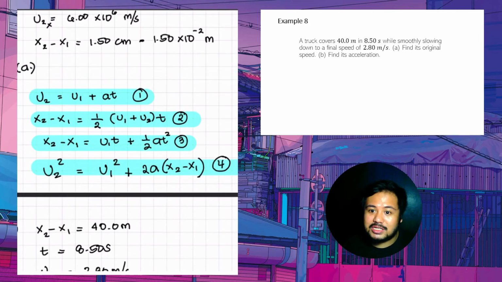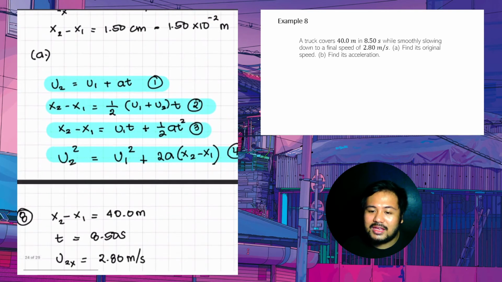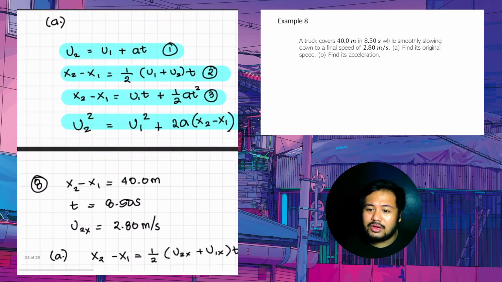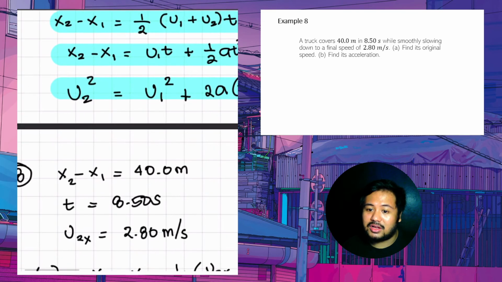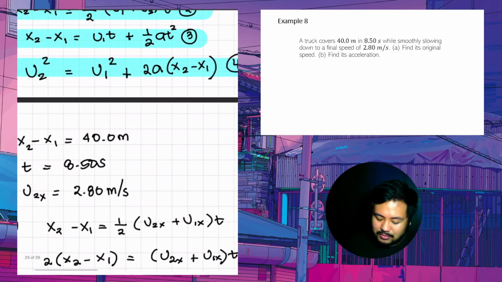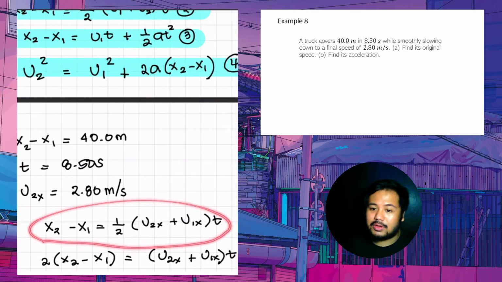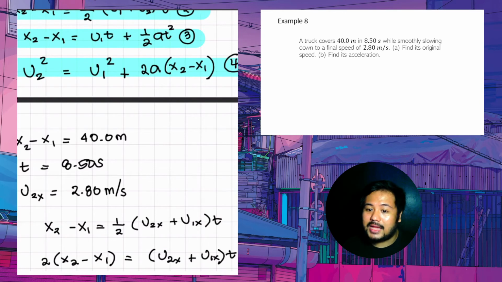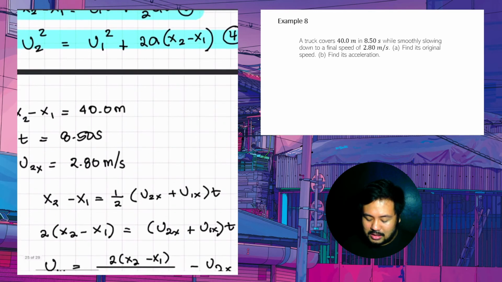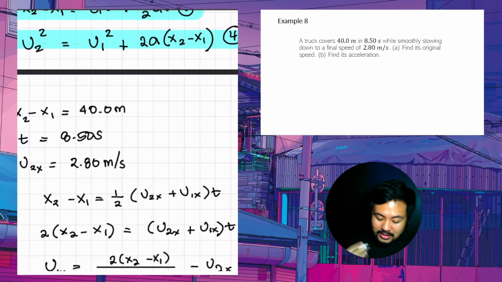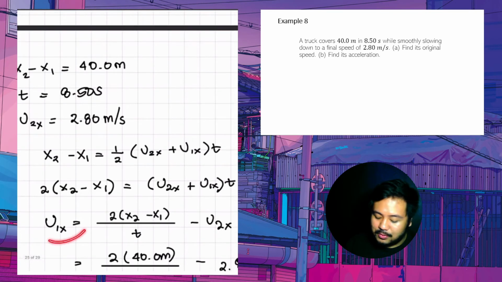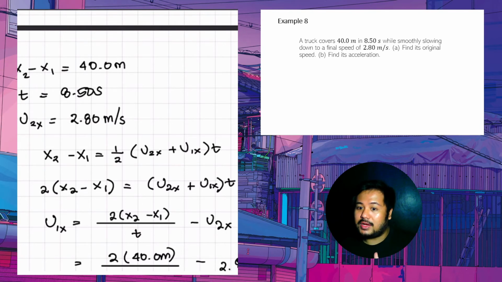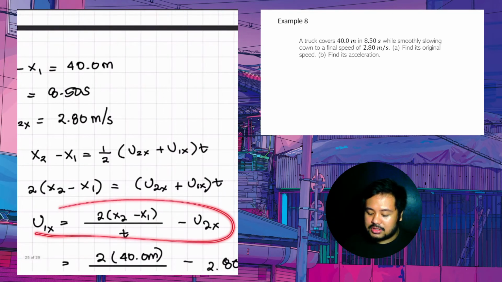So, finding the original speed. We have the change in position, we have the time 8.50 seconds, and we also have the final velocity. Why not make use of this equation: x2 minus x1 equals 1/2 times v2x plus v1x times t. We are just after the initial speed, the original speed, so we could isolate v1x. We could solve v1x, which is just equal to 2 times x2 minus x1 over t, minus v2x.